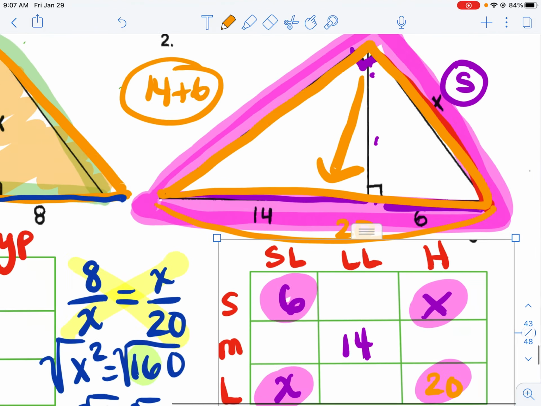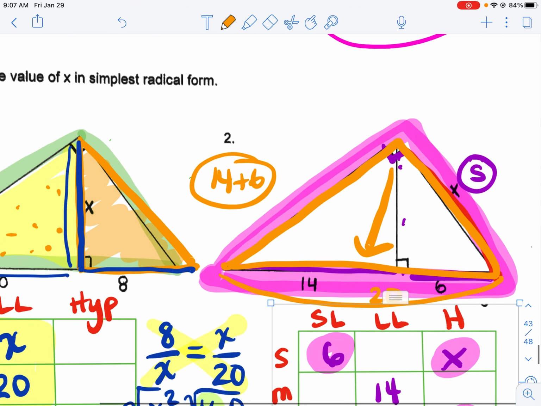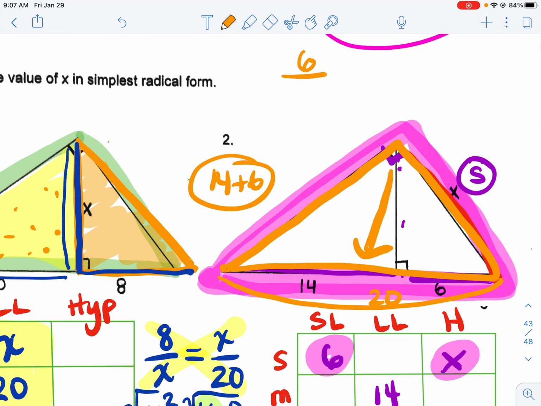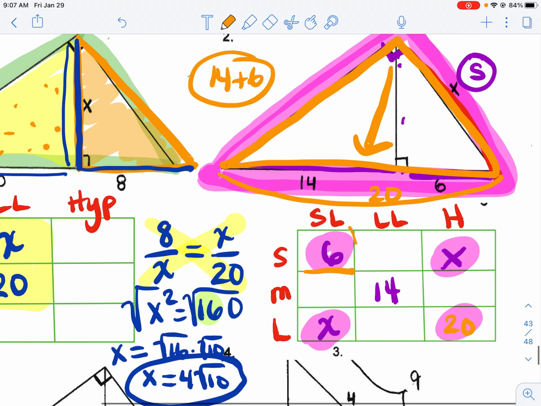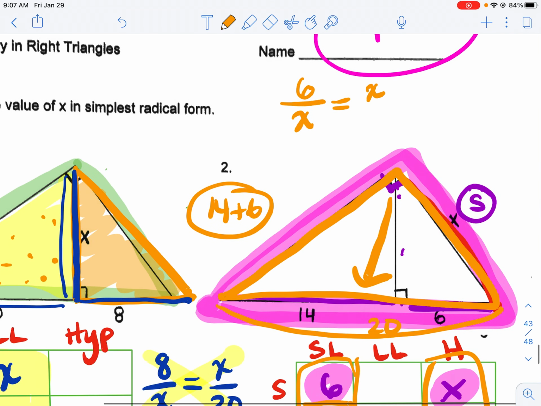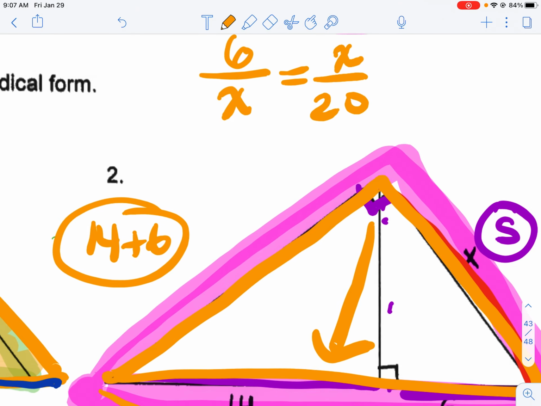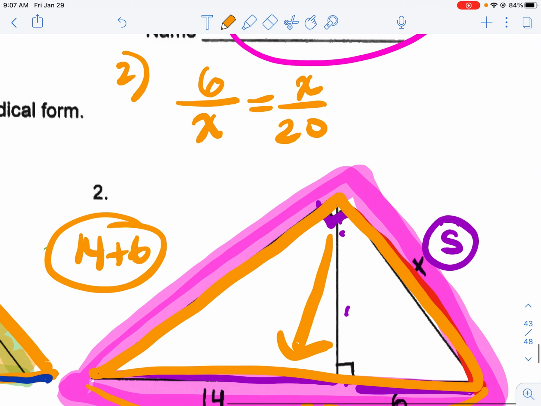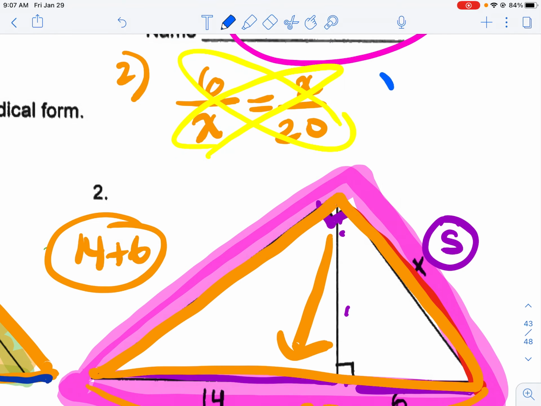Okay, so 6 over X equals, so again, 6 over X, this is our proportion, X over 20. Okay, so again, we're still on number 2, my loves. I'm going to cross multiply here. Oops, I don't like that color. So x squared equals 120.